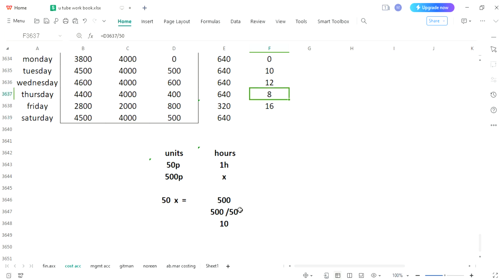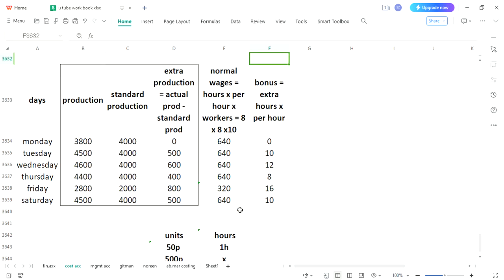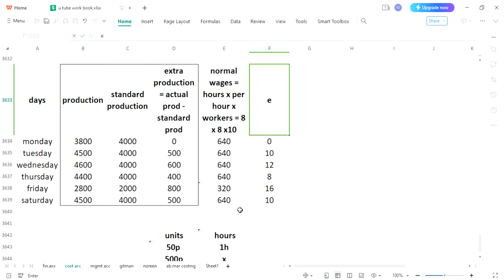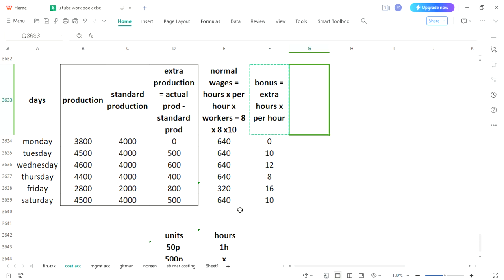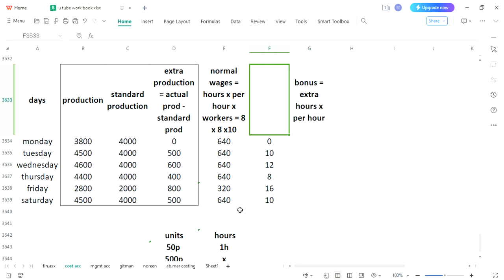Okay, and then we will be doing the same thing. 500 number of units divided by 50. So these are extra hours. This is not the amount of bonus, it is extra hours only. We will calculate bonus later on.